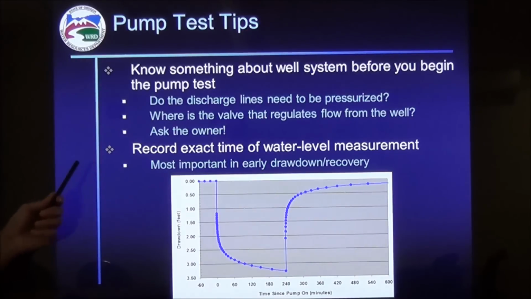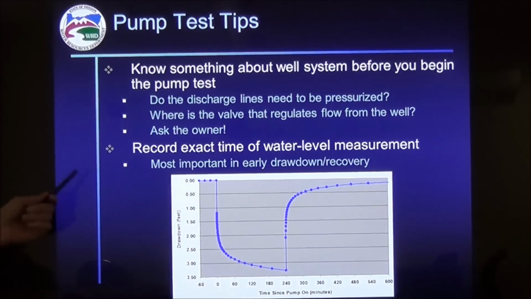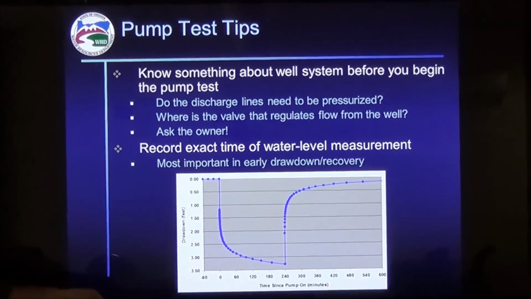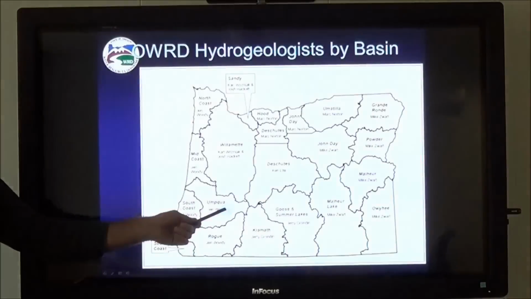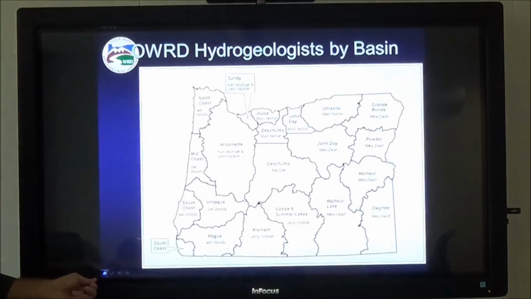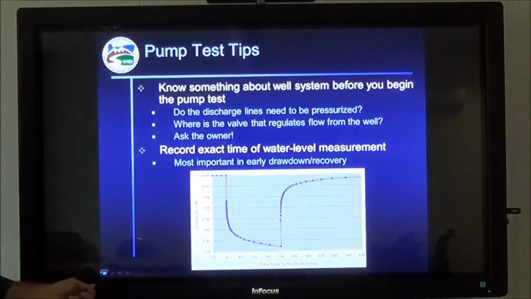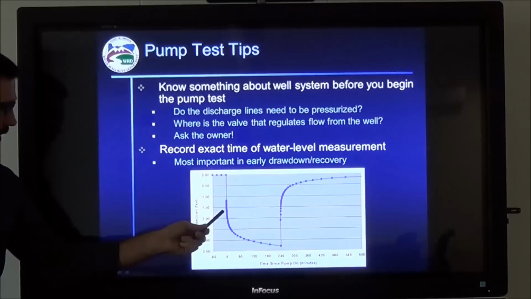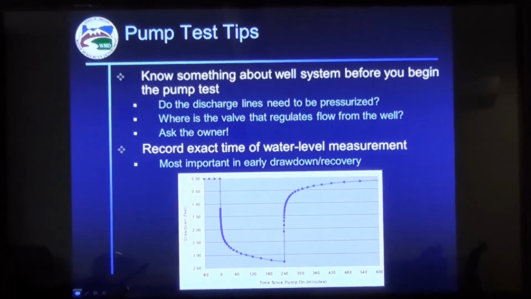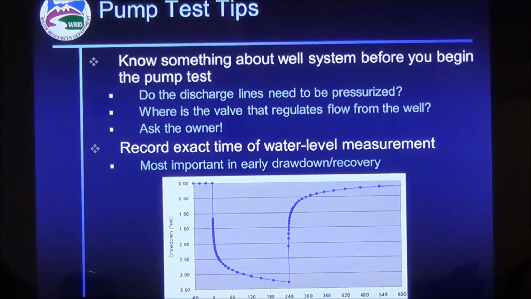And I've already said this several times, but record the exact time of the water level measurement. It's most important during the early drawdown time, where at 2 minutes, you could have something over here. Whoops, excuse me. You could have your drawdown could be offset, and that can interfere with the analysis of the test when we're looking at it.